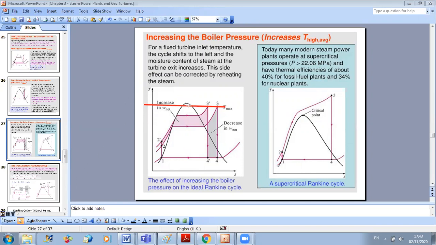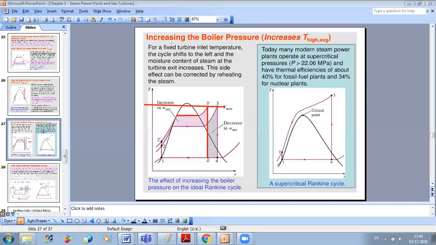Just before the idea of reheat, we have also another strategy. If we must not exceed this temperature, we can think about increasing the pressure in the boiler. As you can see here, if I increase the pressure at the boiler level, I can increase the net work, but what is the disadvantage? If I follow this higher constant pressure line, the problem is that now, at the exit of the turbine, I have a higher humidity level. I increase the proportion of water droplets at the exit of the turbine, so it's not a very good strategy.